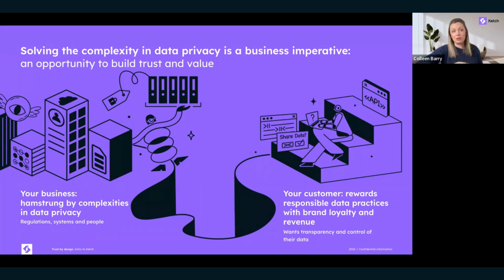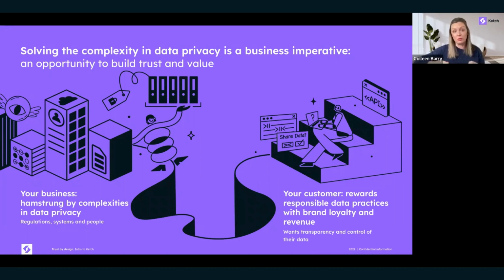Businesses we see are often struggling, hamstrung by the complexity of privacy, and it's stopping businesses from crossing this chasm to catch up with their customer, who is already rewarding responsible data practices with brand loyalty and revenue. And so for a business to catch up with their consumer, it may sound trite, but the real objective here is trust, right? When our customers trust that their data is safe with us, that we exert that transparency, they expect to feel safe working with our business.